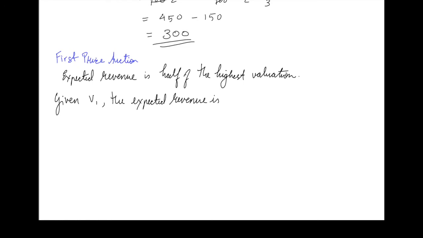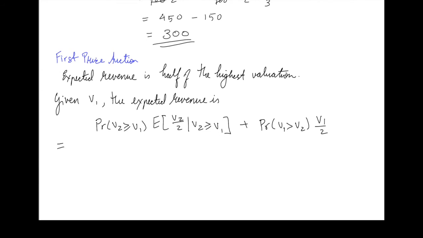So if we have V1, if V2 is bigger than V1, then the expected value of half the highest valuation is V2 over 2, conditional on V2 being bigger than V1. And if V1 is the bigger of the two, then it's just V1 over 2. So let's write this out. Remember, the probability of this is 1 minus V1 over 900. The expected value of V2 over 2, conditional on V2 being bigger than V1, is 900 plus V1 divided by 2 divided by 2. Written more simply, 900 plus V1 divided by 4.